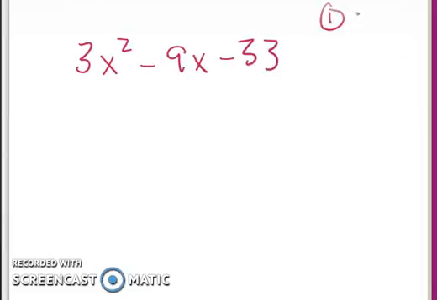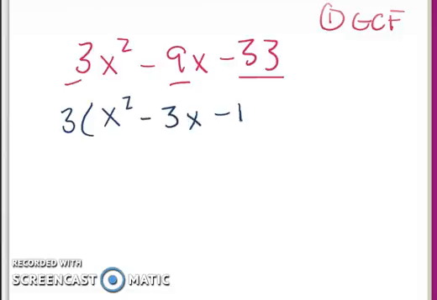Alright, next one, we got 3x squared minus 9x minus 33. First thing you should always look for is GCF. I'm going to say this a lot in this video, but the first thing you need to look for is GCF. And if you haven't noticed, we should have a GCF of 3. So I'm going to pull 3 out. We get x squared minus 3x minus 11. I should try and see if I can factor what's in the parentheses.